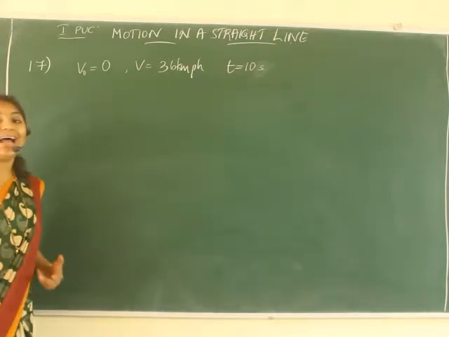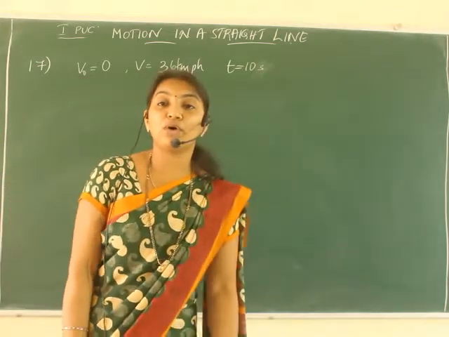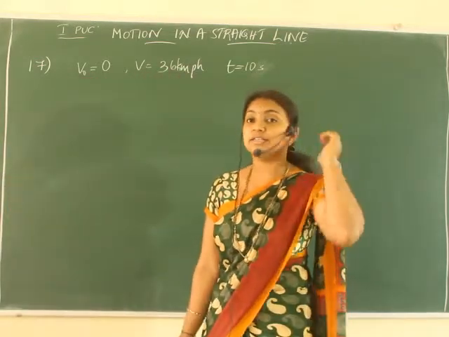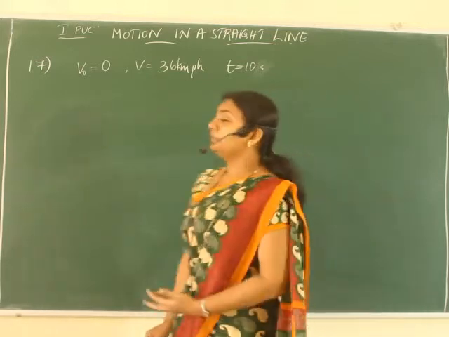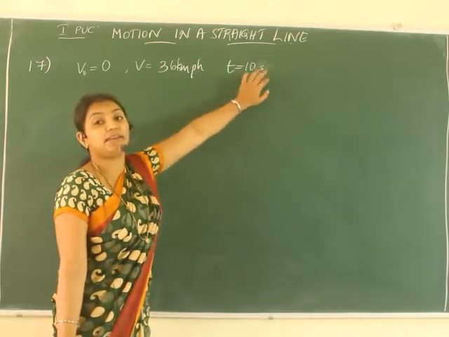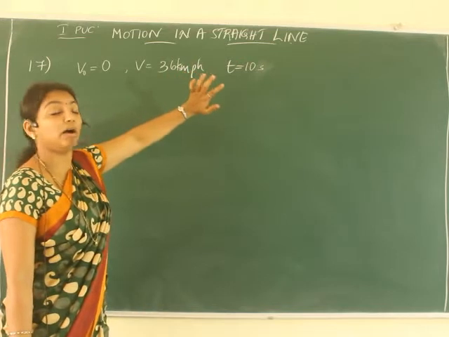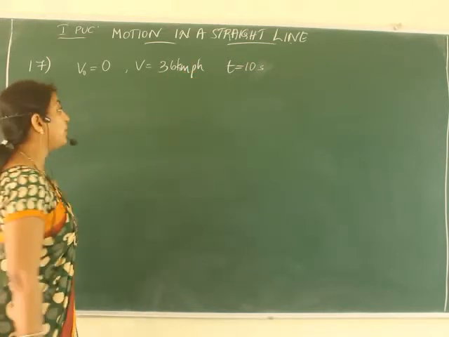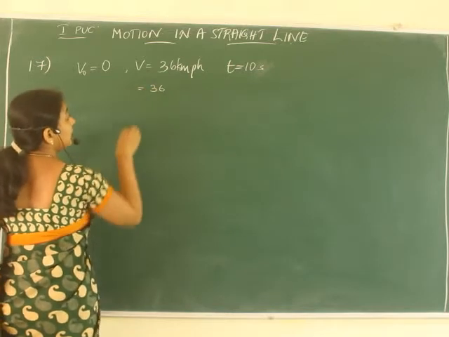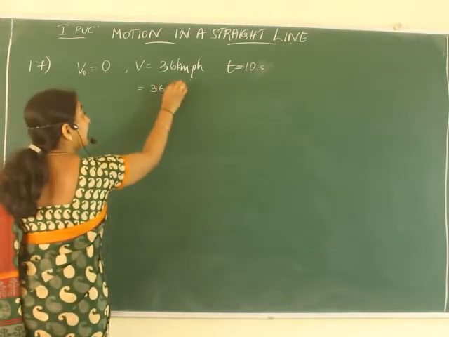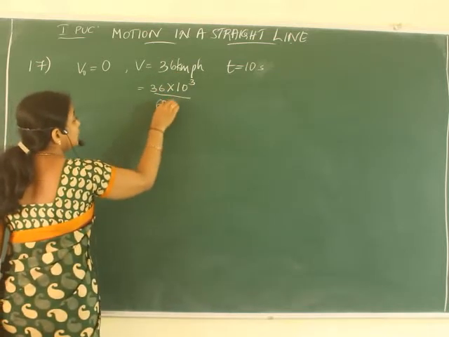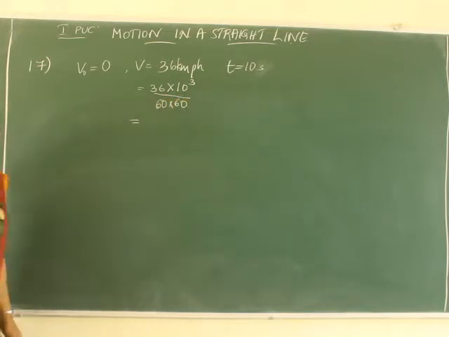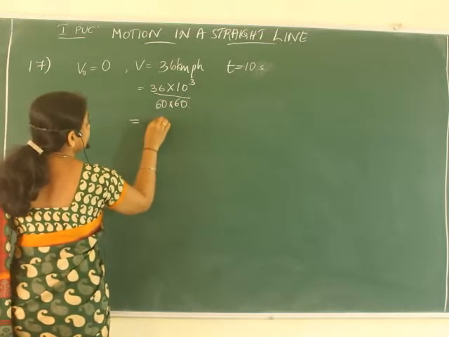You have to calculate what? Acceleration. Which formula can I use to calculate acceleration? Before solving, see here, this timing is in seconds. This is in kilometer per hour. Convert it into the standard form. That is 36 kilo means 10 to the power 3, per hour. 1 hour is 60 minutes into 60 seconds. What is the timing? It is 10 seconds. Correct?